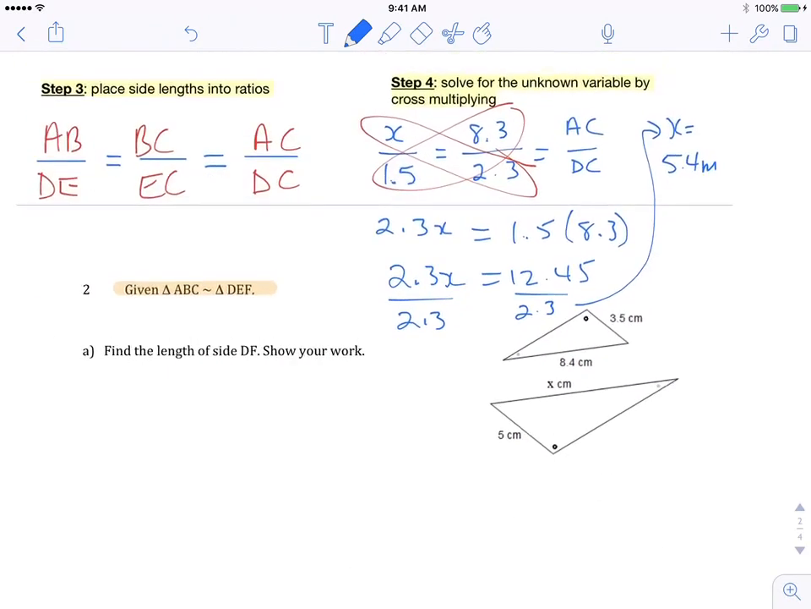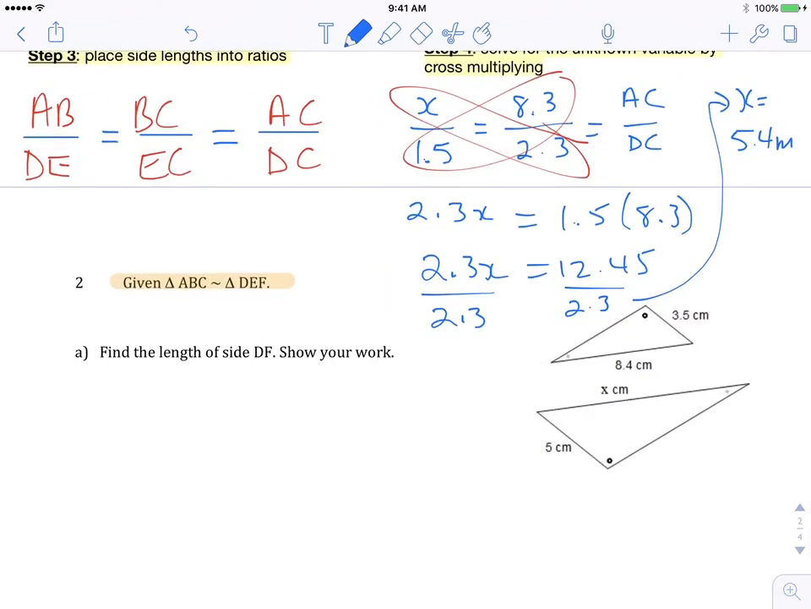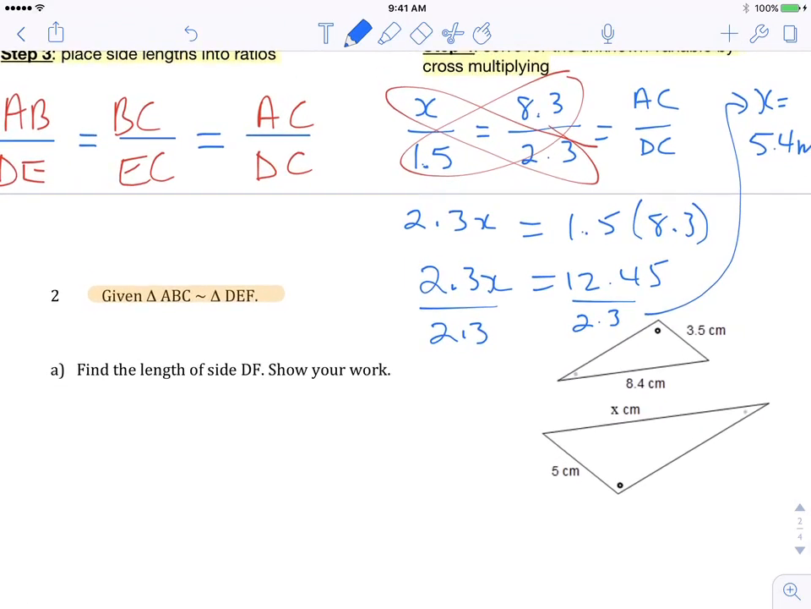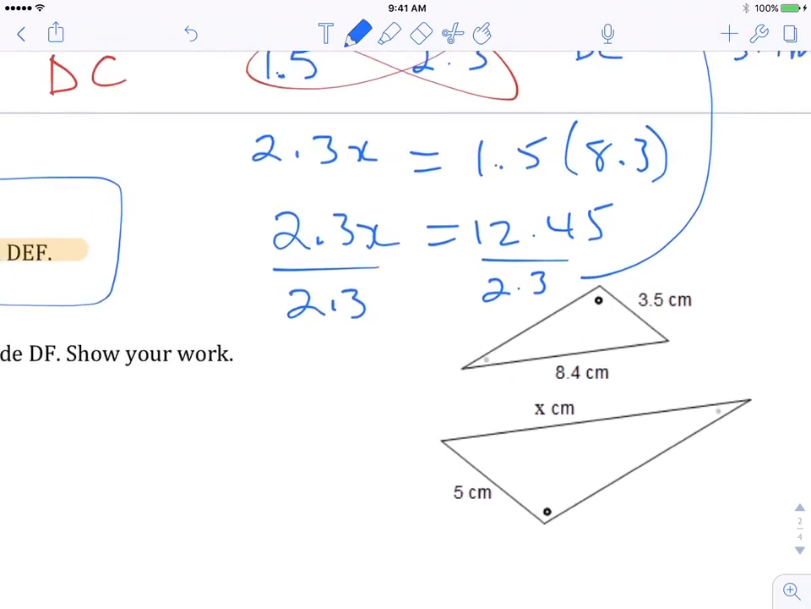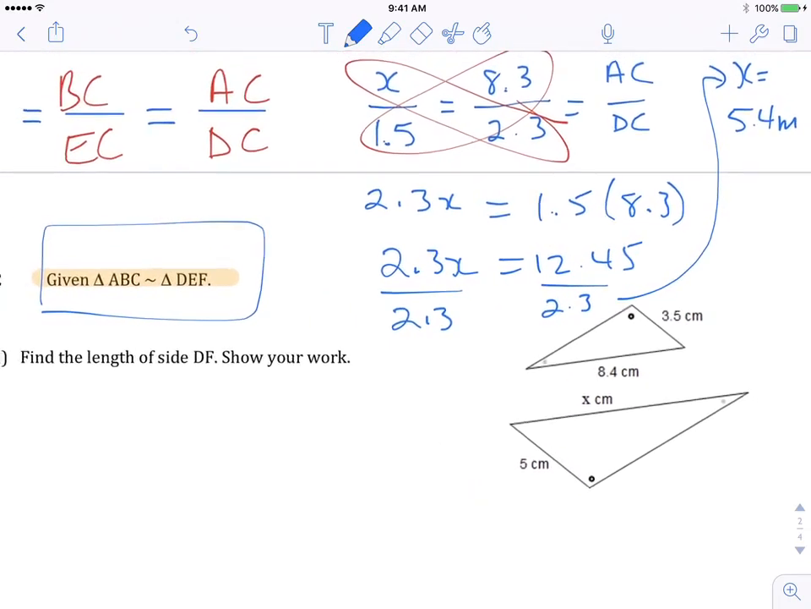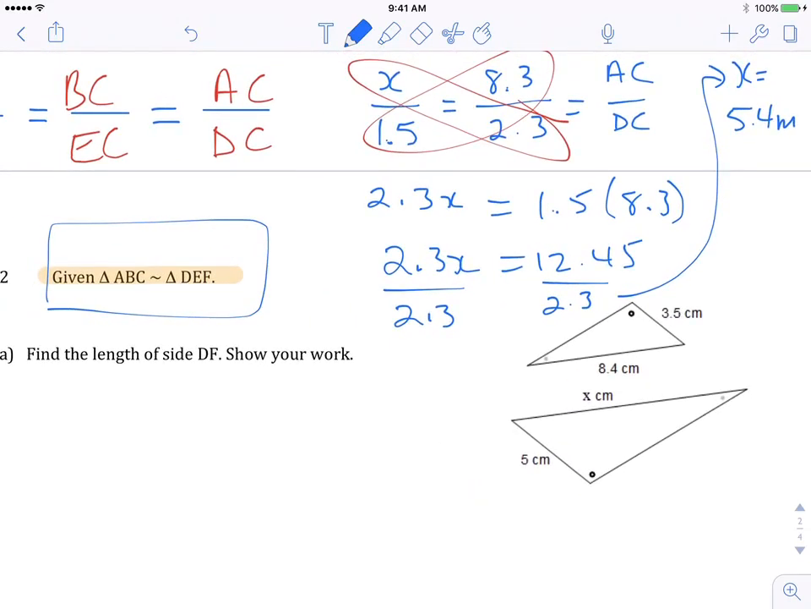Okay, and I want to look at the next question with you as well, and that one is going to be one that you're going to do on your own. I do want to give you one quick hint though. It asks us to find the length of side DF and show your work. Given that triangle ABC is similar to triangle DEF, you don't have to prove that these two triangles are similar, but you'll notice that they're not labeled. So you may be wondering, was this a mistake? It's not a mistake. The question is saying to you, find the length of side DF.